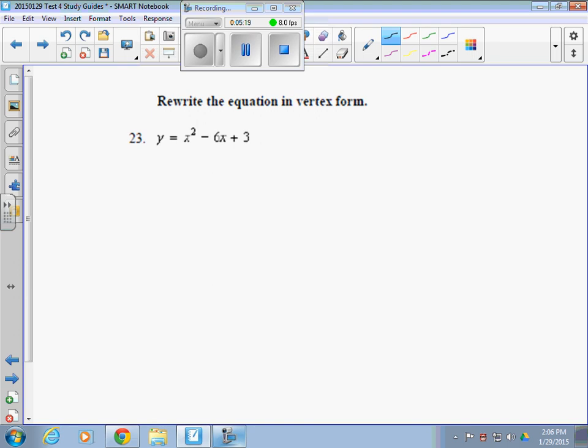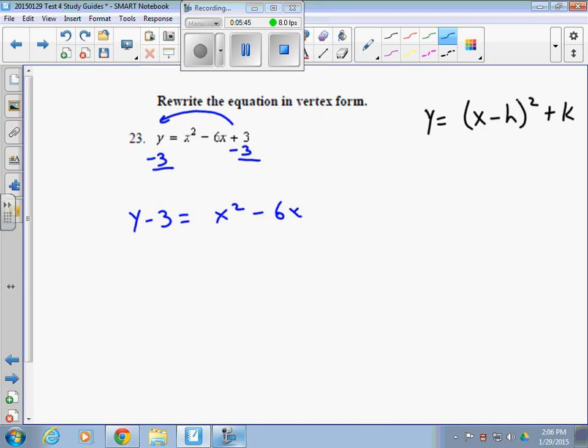23 says to rewrite it in vertex form. Your vertex form is y equals x minus h squared plus k. So what we want to do is get rid of this plus 3 value by subtracting it and moving it over. What that leaves us with is y minus 3 equals x squared minus 6x plus c.